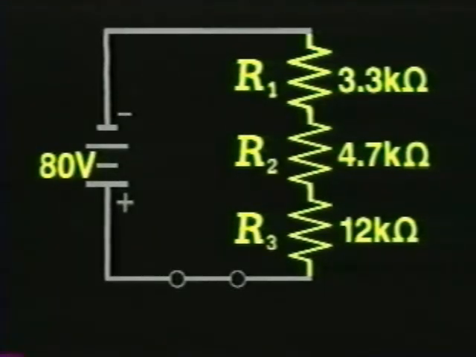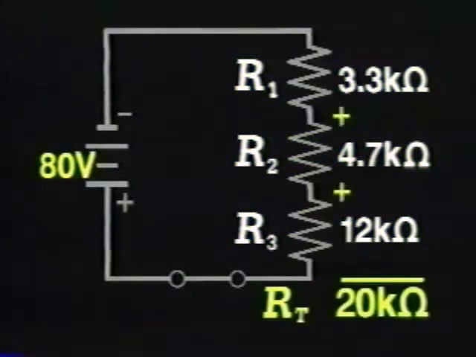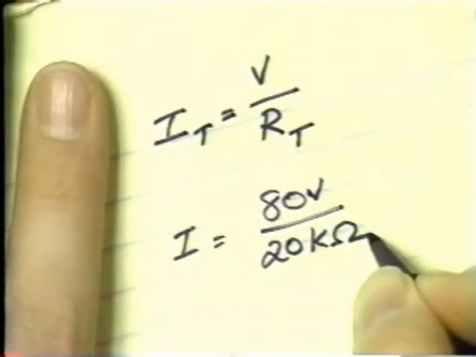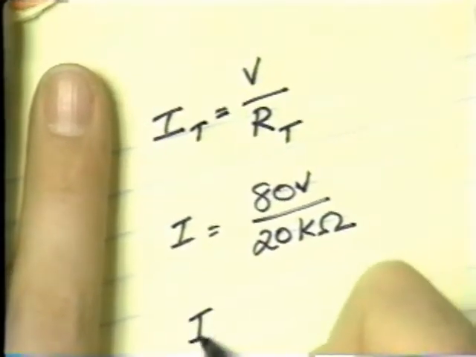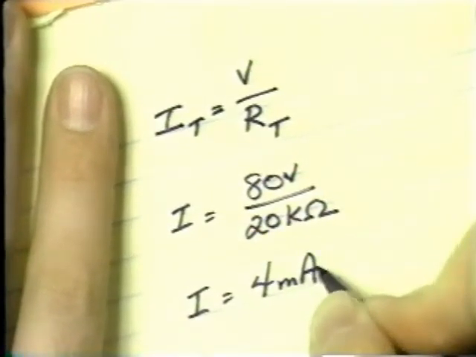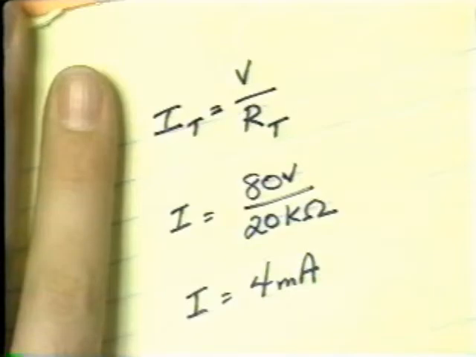This time, the power supply voltage will be 80 volts. R1 is 3.3 k ohms. R2 is 4.7 k ohms. R3 is 12 k ohms. The total resistance is 20 k ohms. The total current for this circuit equals the power supply voltage, 80 volts, divided by the total resistance, 20 k ohms, which is 4 milliamps.